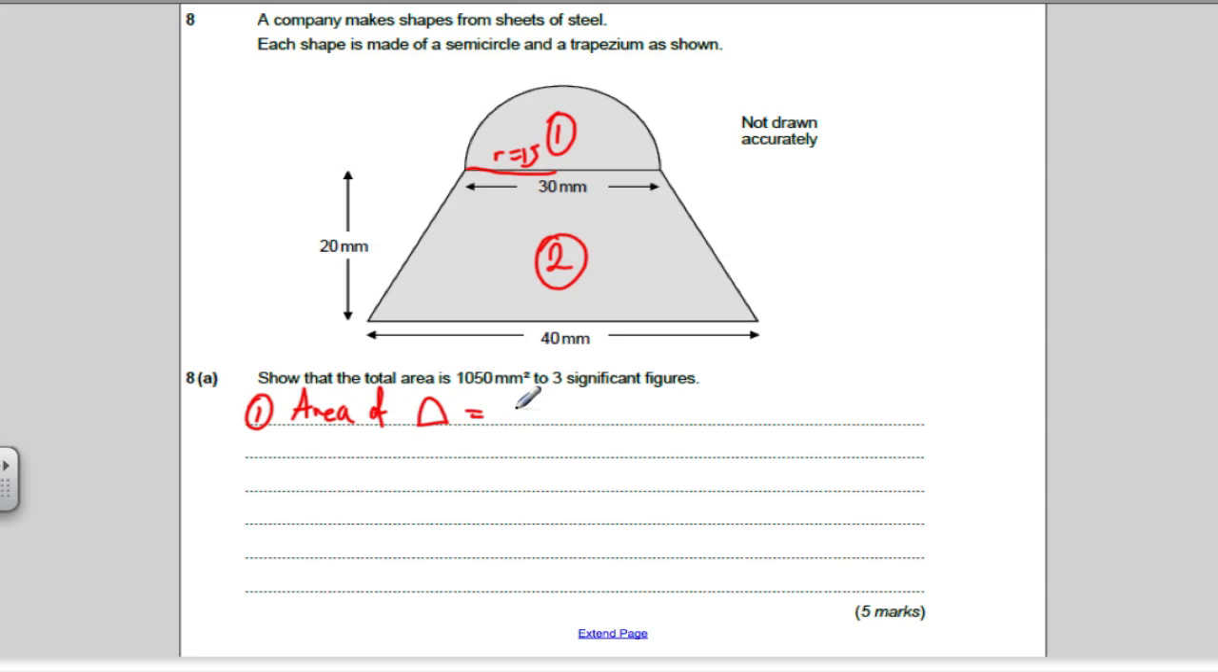So it's going to be a half times pi r squared, pi times 15 times 15. Okay, because a whole circle would be pi times 15 times 15, and then I'm halving it, okay, to get a semicircle. So pi times 15 times 15, and times it by half or divide by 2, however you like to do it, I would get 353.4.